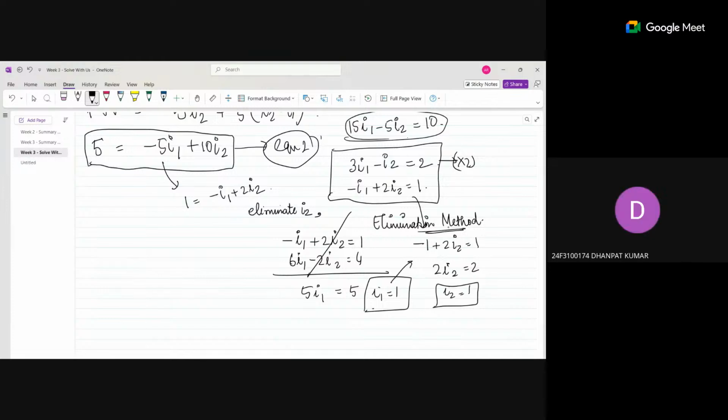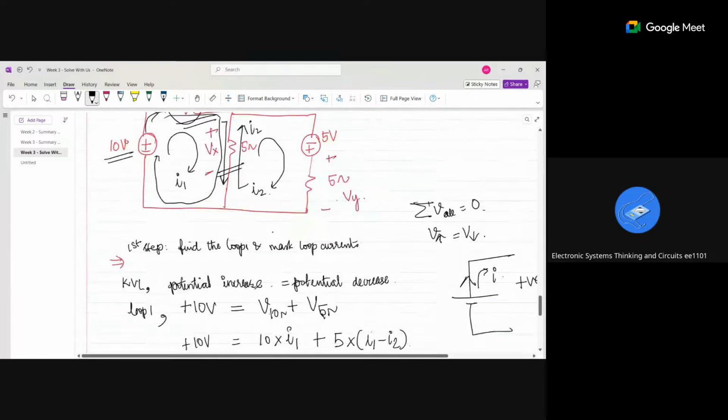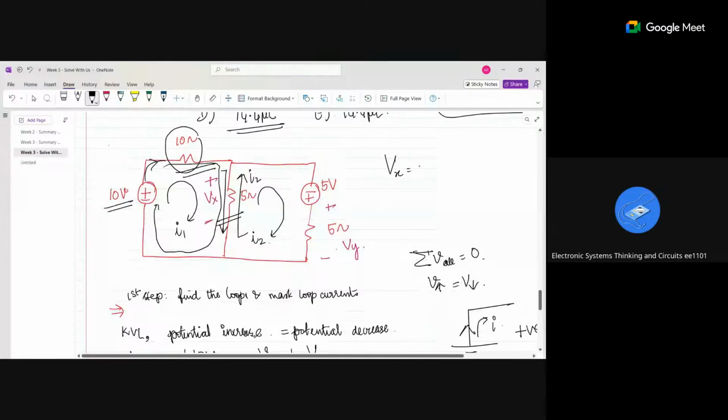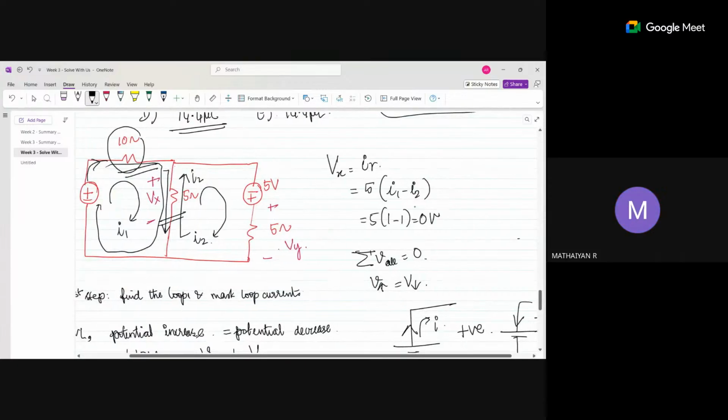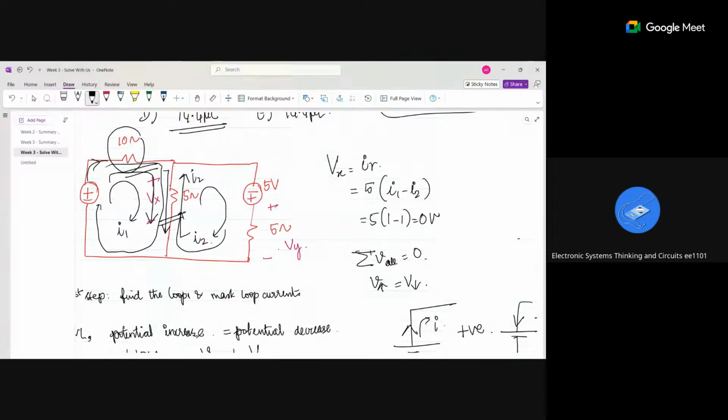Ma'am, Vx is 0. Yes, right. Vx is nothing but IR. R is 5 ohm, and I is I1 minus I2. I1 minus I2, 1 minus 1, is equal to 0. What does that say? Here the current is flowing in this direction, and the other current is flowing in the opposite direction. The currents cancel each other, so there is no current flowing in this branch.